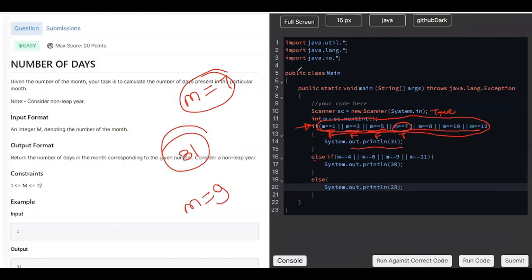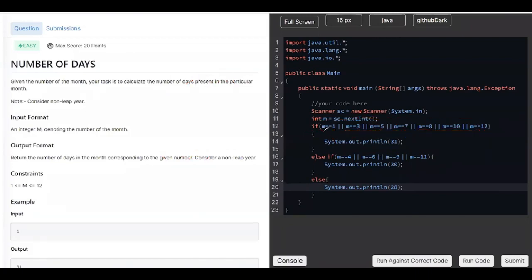You had month equal to 9. So what will happen, guys? First you check. Is 9 equal to 1? No. 9 equal to 3? No. 9 equal to 5? No. So all these comparisons give you false. So false or false or false or false or false or false or false will be false only. So this entire condition evaluates to be false. The if block condition evaluates to be false.